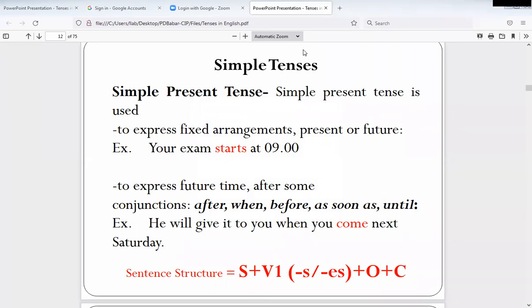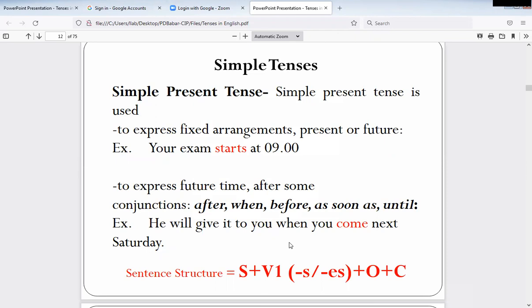This is the structure of the simple present tense. The sentence structure of simple present tense is subject plus V1 with S or ES, plus object plus complement. Subject plus verb in first form. If the subject is third person singular, then we will attach the S or ES suffix to the verb.